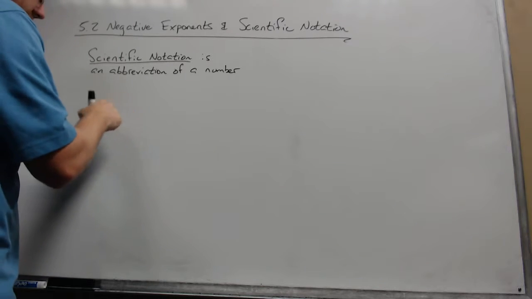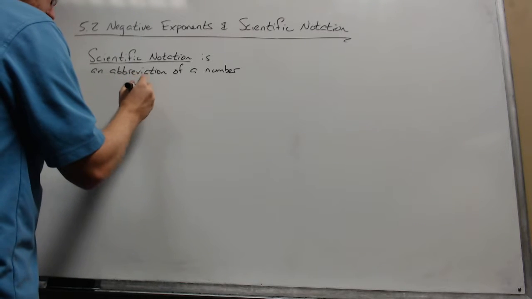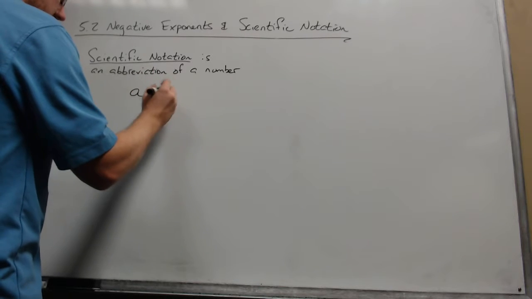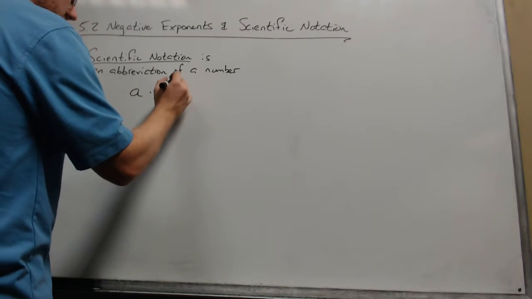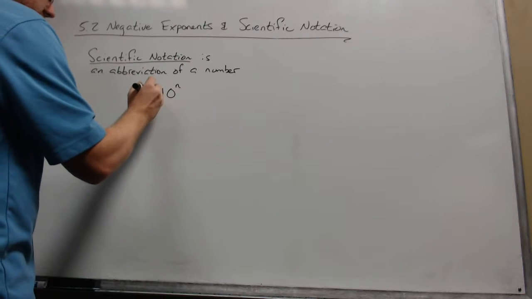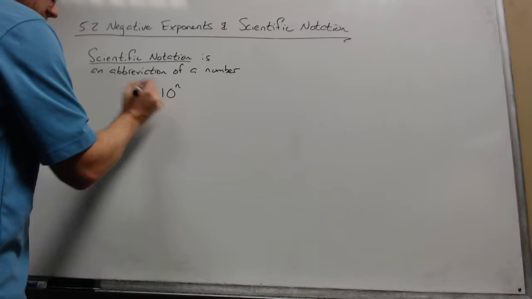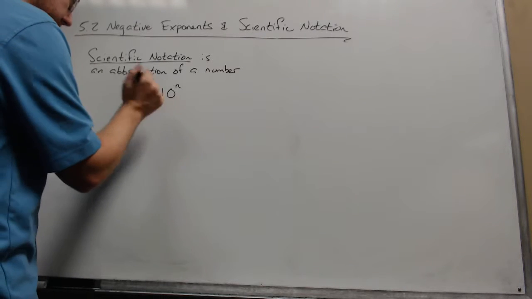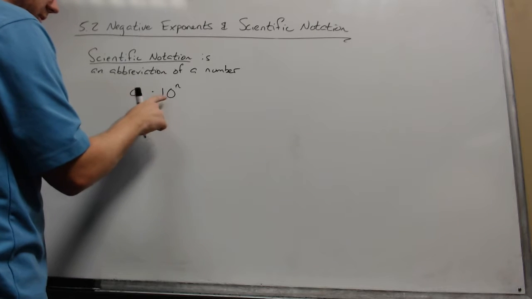All of the abbreviations are going to look like A times 10 to the n. So here's our generic abbreviation. Sometimes they use the old school multiplication symbol in there. I don't like to use that ever, so I'm going to put the dot. So it's going to be some number times 10 to a power.